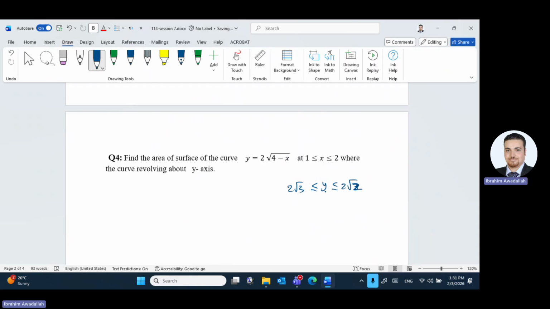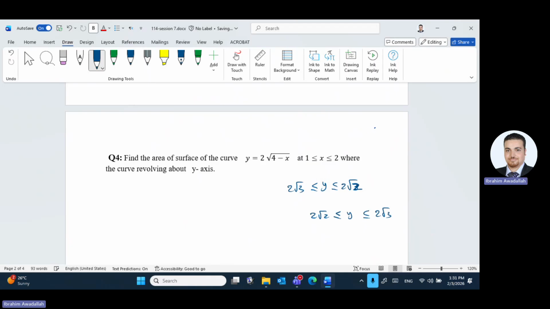It's fine, but it's not correct at all. So we'll substitute 1 to get root of 3, and substitute 2 to get root of 2. It's illogical, since the value of this will be root of 3, greater than root of 2. So logically, we will start with 2 root of 2 for y and go to 2 root of 3.